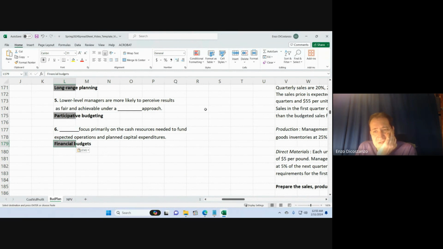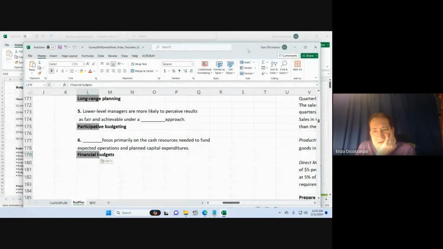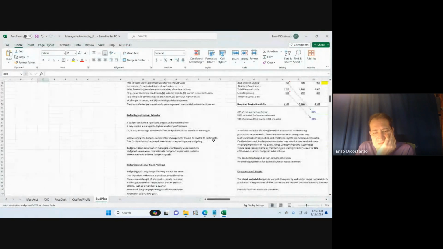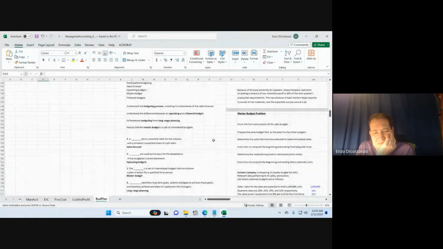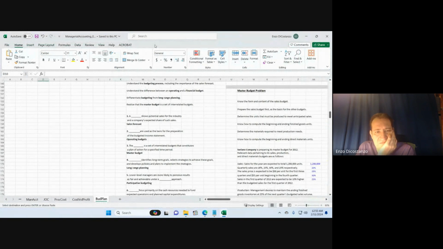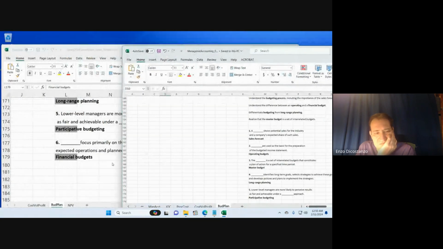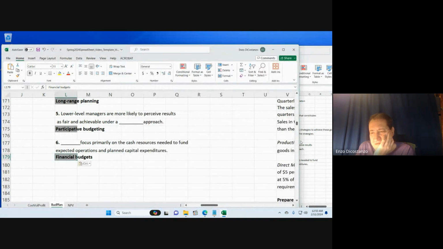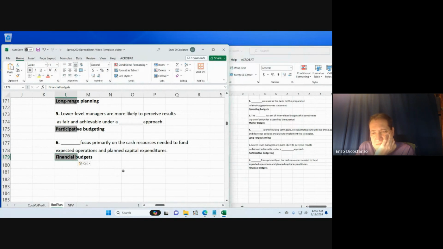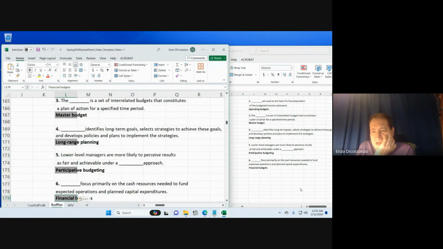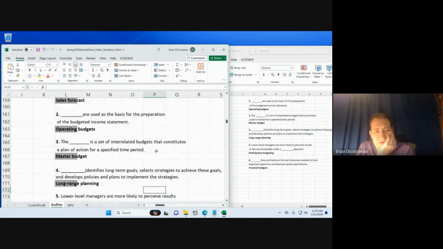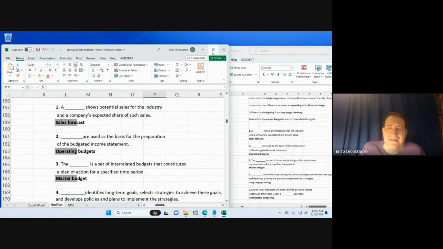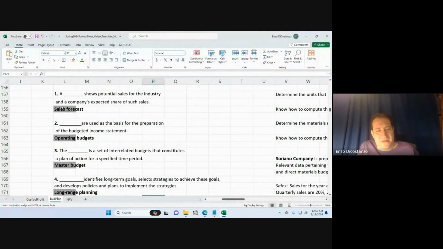All right, let's see how well we did with this. Financial, participative. 4 is long range, 3 is master, 2 is operating. So perfect, right? The professor got a perfect score, thank God. All right, so we got all that.